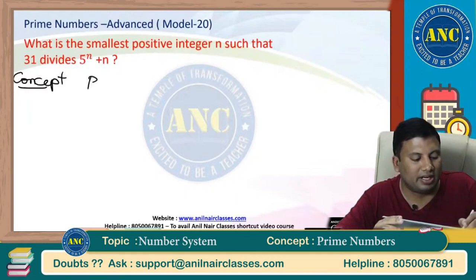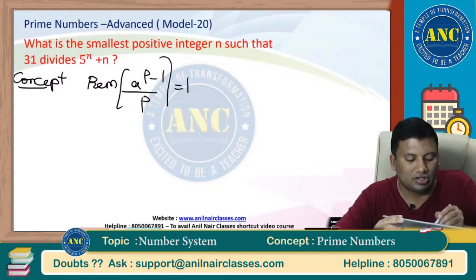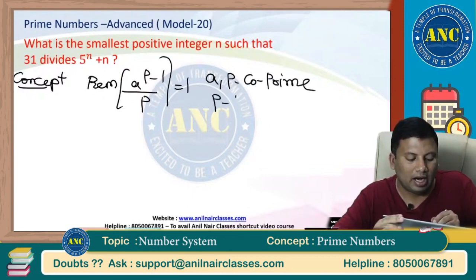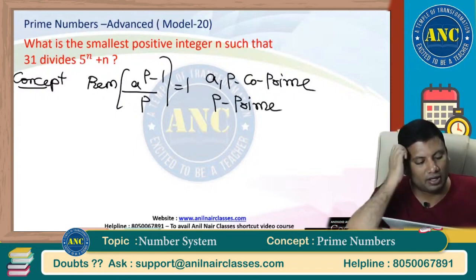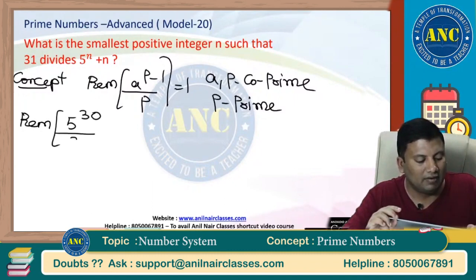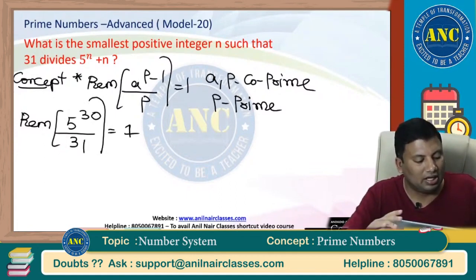Model number 20. Reminder: a power (p minus 1) divided by p gives remainder 1 when a and p are co-prime and p is a prime number. So according to this theorem, 5 power 30 divided by 31 is nothing but 1, since 31 is a prime number.